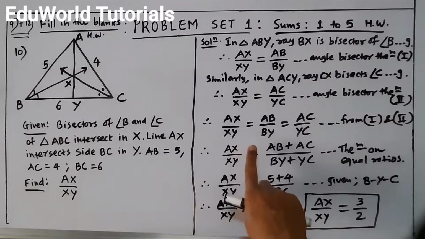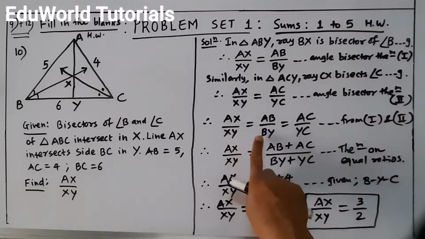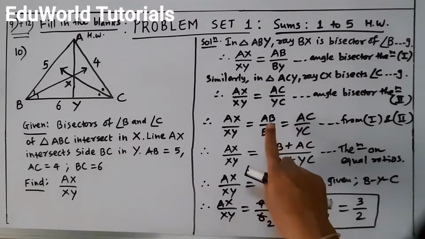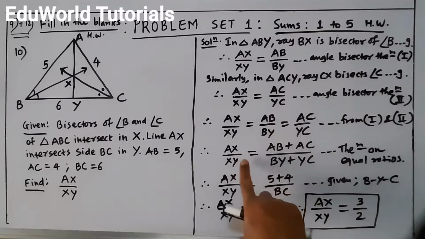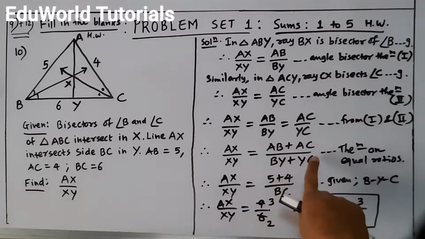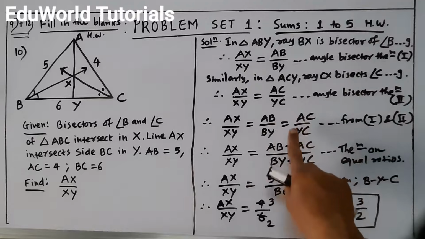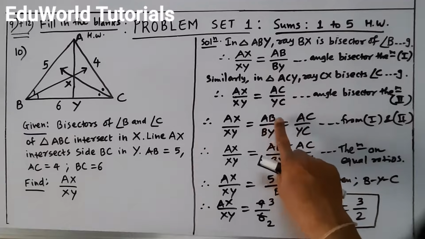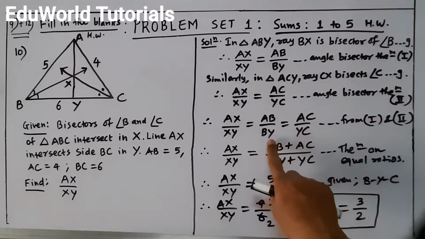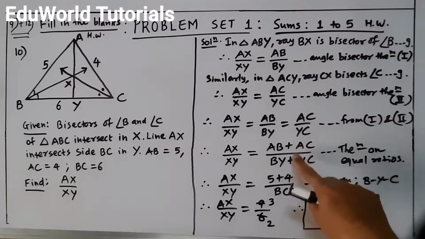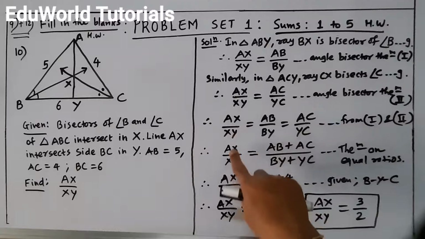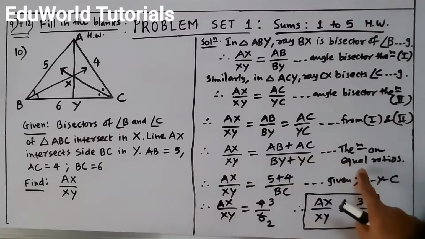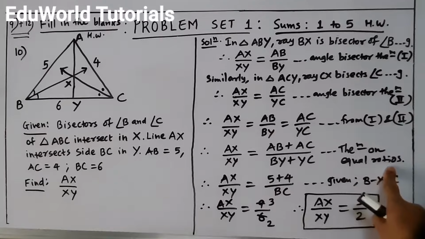Theorem on equal ratios says that if the given number of ratios are equal, then each ratio is equal to a ratio obtained by adding the numerators and the denominators of the remaining ratios. So AB and AC when I add, and BY and YC I add, I get another ratio. This ratio is equal to the first ratio. This is the theorem on equal ratios which you studied in 9th standard.